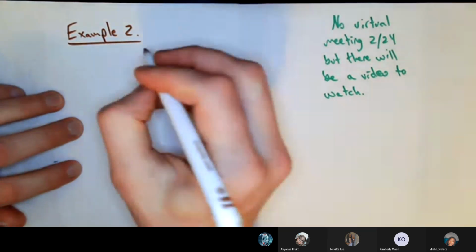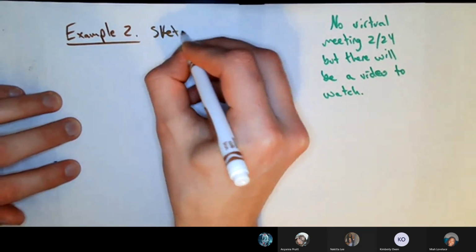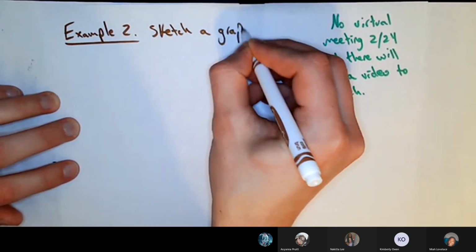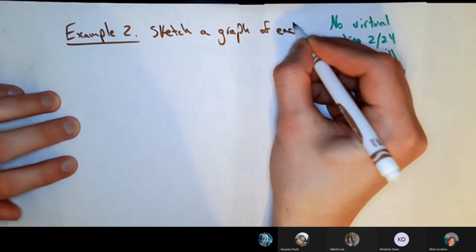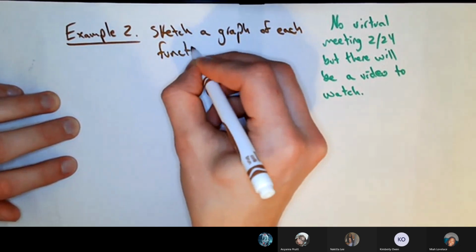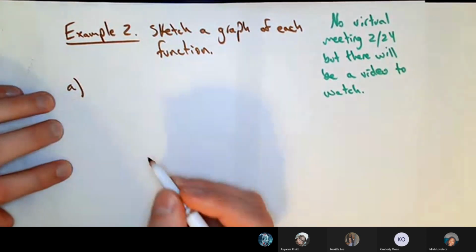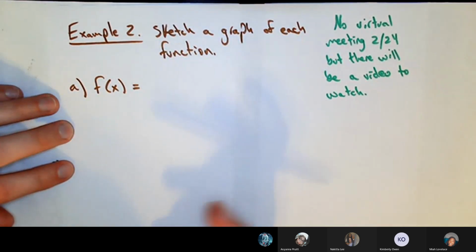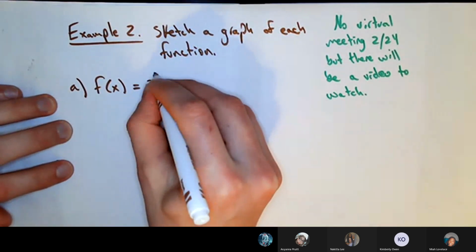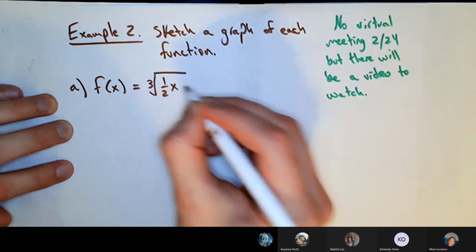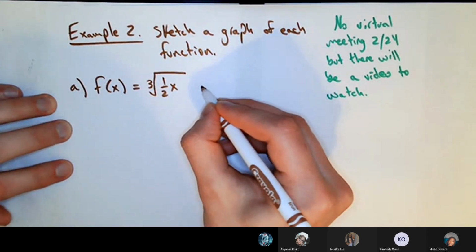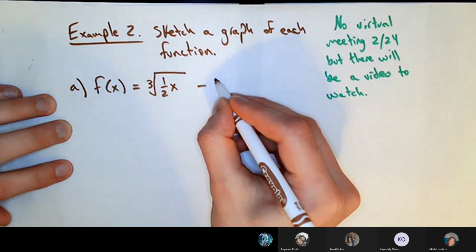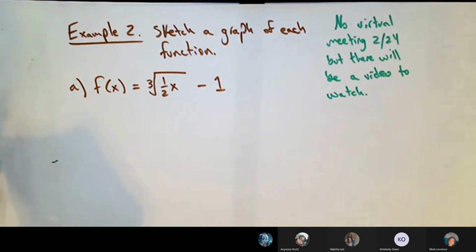Okay, cool. So example 2, let's sketch a graph of each function. Let's take a cube root. We haven't dealt with one of those in a second. Let's take a cube root with and let's subtract a 1 from it. So again, I'm putting different transformations together.